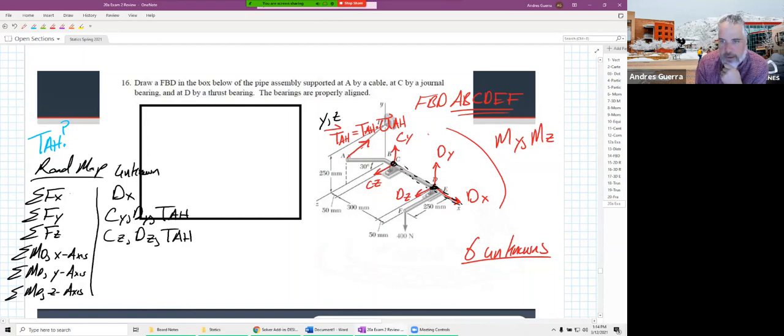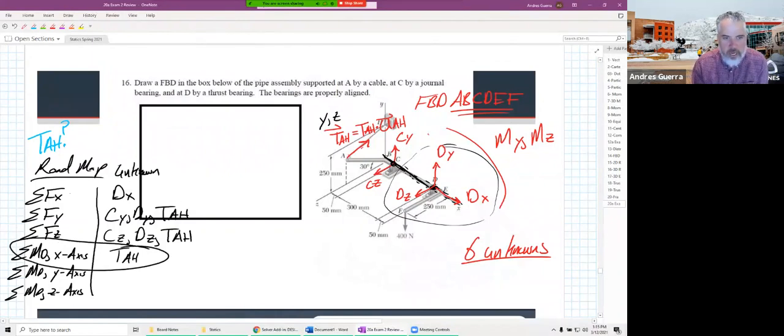Now, what if I did moment about D in the x-axis? Well, that gets rid of everything at D, because those don't cause a moment about point D. And it also gets rid of Cy and Cz, because those go through the x-axis right here. Since their lines of action go through that x-axis, they do not cause a moment. So my only unknown is the tension from A to H. Now I know all I need is that one equation: moment about D in the x-axis.